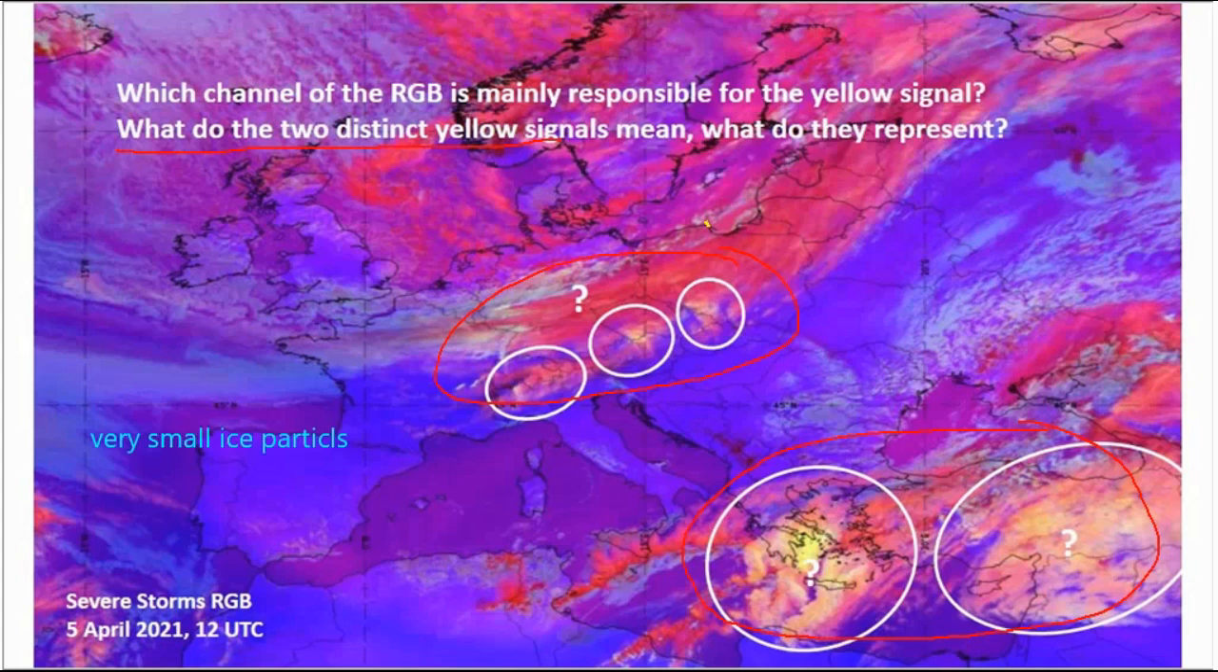Yes, that is true. That is actually the reason why we have the yellow signal. So basically very small ice particles. But do you maybe have an idea why we have very small ice particles? Wave clouds, yes, exactly.